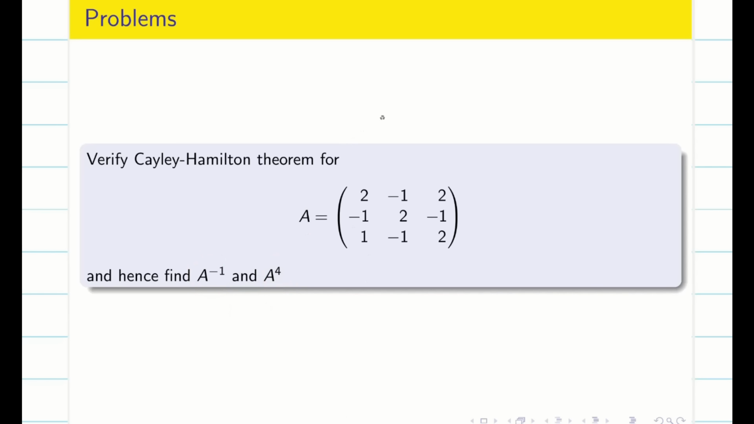This Cayley-Hamilton theorem result will work for any square matrix. The matrix may be symmetric or it may not be symmetric. It doesn't matter. See this matrix. The row is 2 minus 1 2 and the column is 2 minus 1 1. So the matrix is a non-symmetric matrix. So Cayley-Hamilton theorem will work for either a symmetric matrix or a non-symmetric matrix.